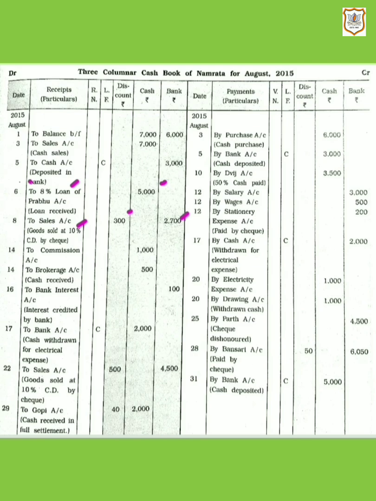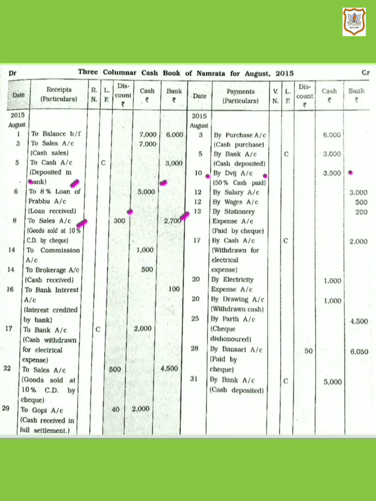Here it is, date 10th, by Dwij account, and in cash column we will write only half amount, half of 7,000, that is 3,500, because only half transaction is cash transaction. We have paid only half amount.